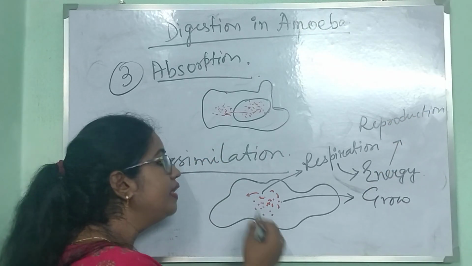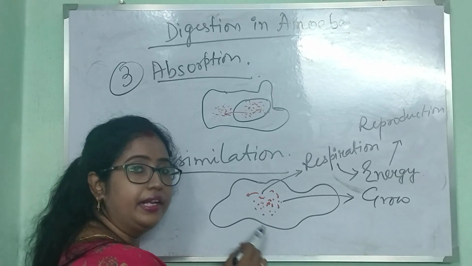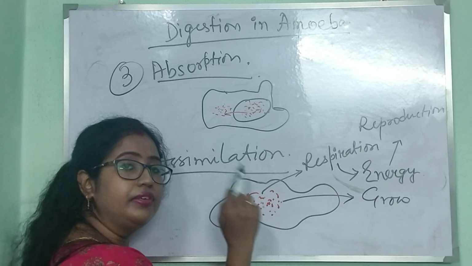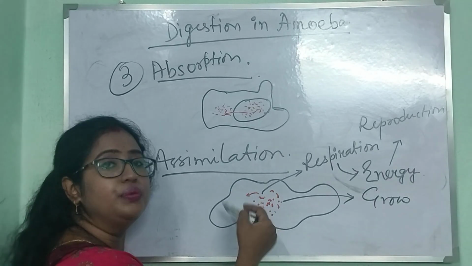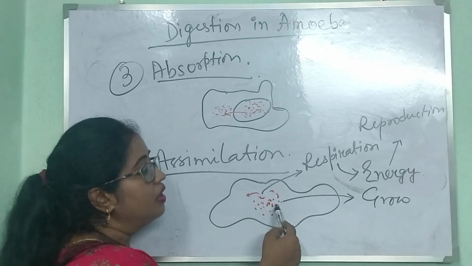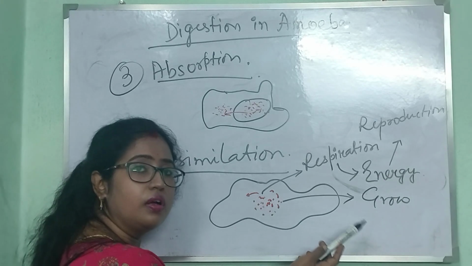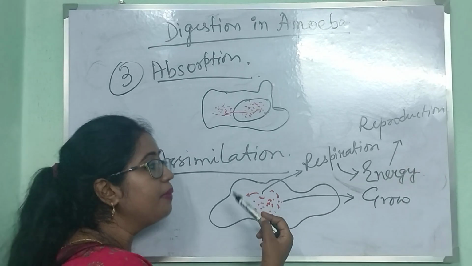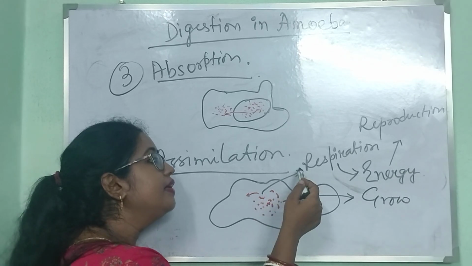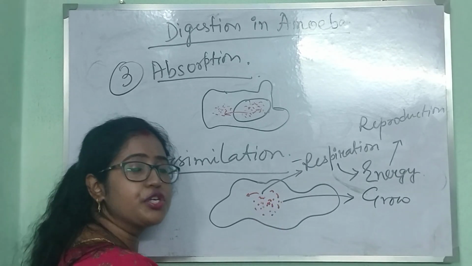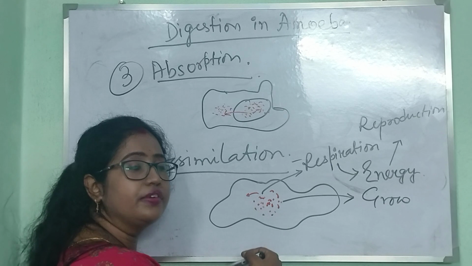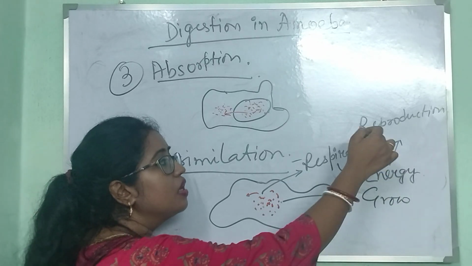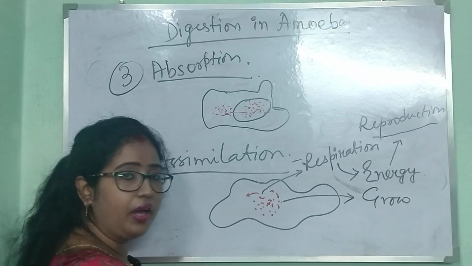So when the simple food material is absorbed, after that this material is utilized in various ways. It helps to form the body structure of amoeba or to grow the amoeba. Secondly, it also helps in respiration to fulfill their energy requirement, and some energy is utilized in reproduction.